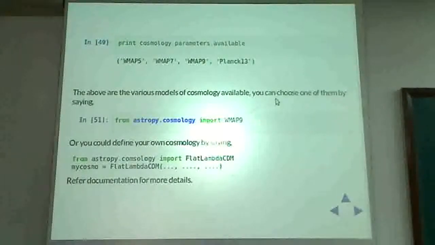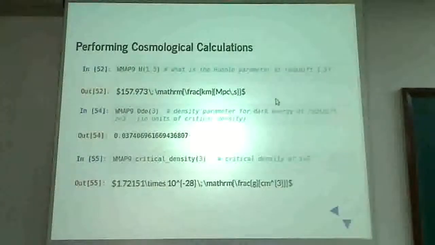So let's say I decide to use WMAP9. I'll say from astropy.cosmology import WMAP9. If I wanted WMAP5, I would import WMAP5. Anyway, the output here was not parsed correctly when I created this presentation, so ignore these formatting errors.